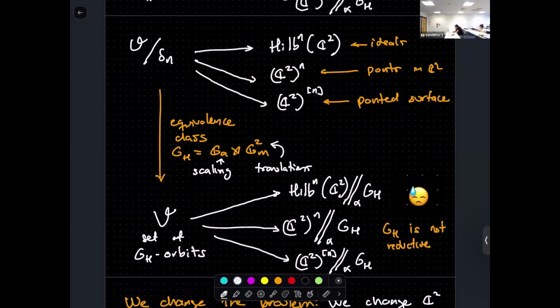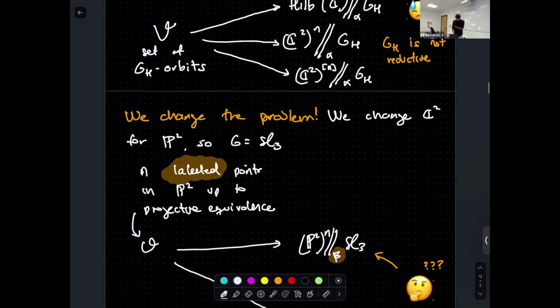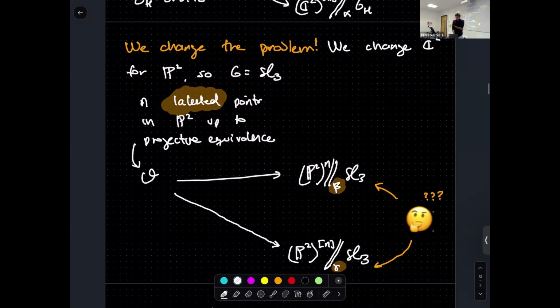So what I did at the moment, when I was thinking about this problem when I finished my PhD, was say, well, I'm not going to learn a new theory to be able to write a paper, so let's change the problem. Let's change the problem to P2, where the group is SL3, and SL3 is a much better behaved group because it doesn't have characters and it's very reductive.